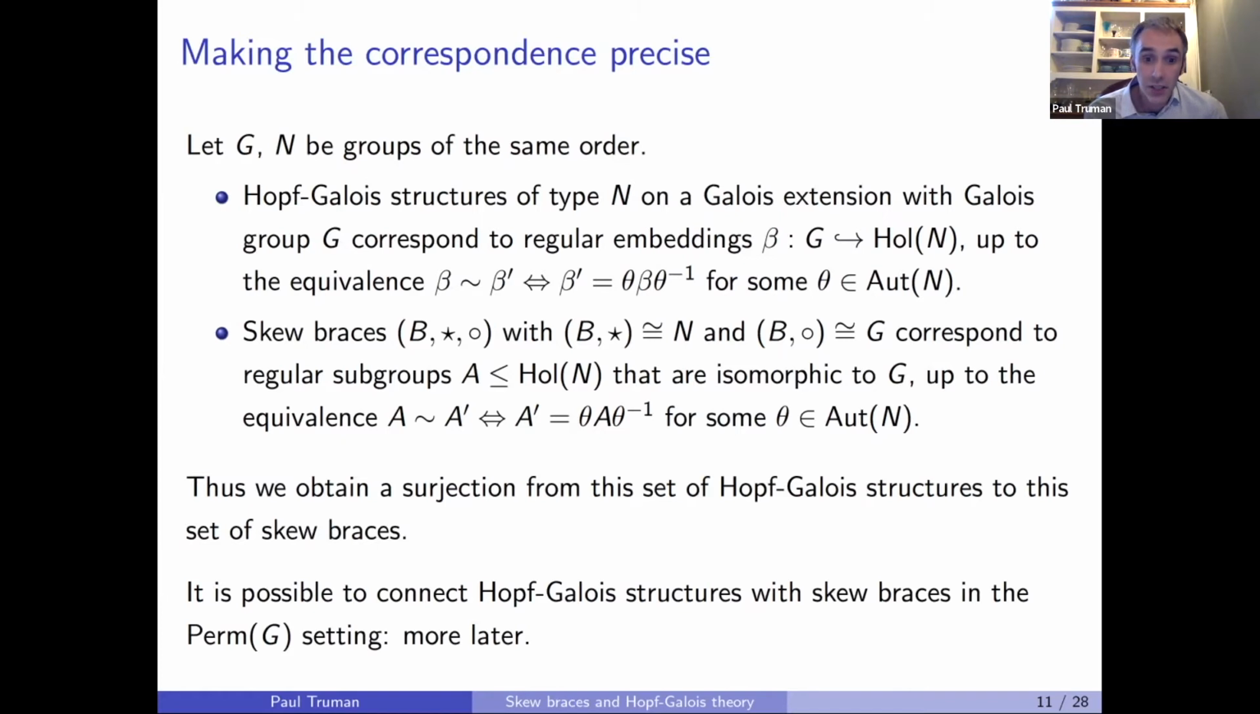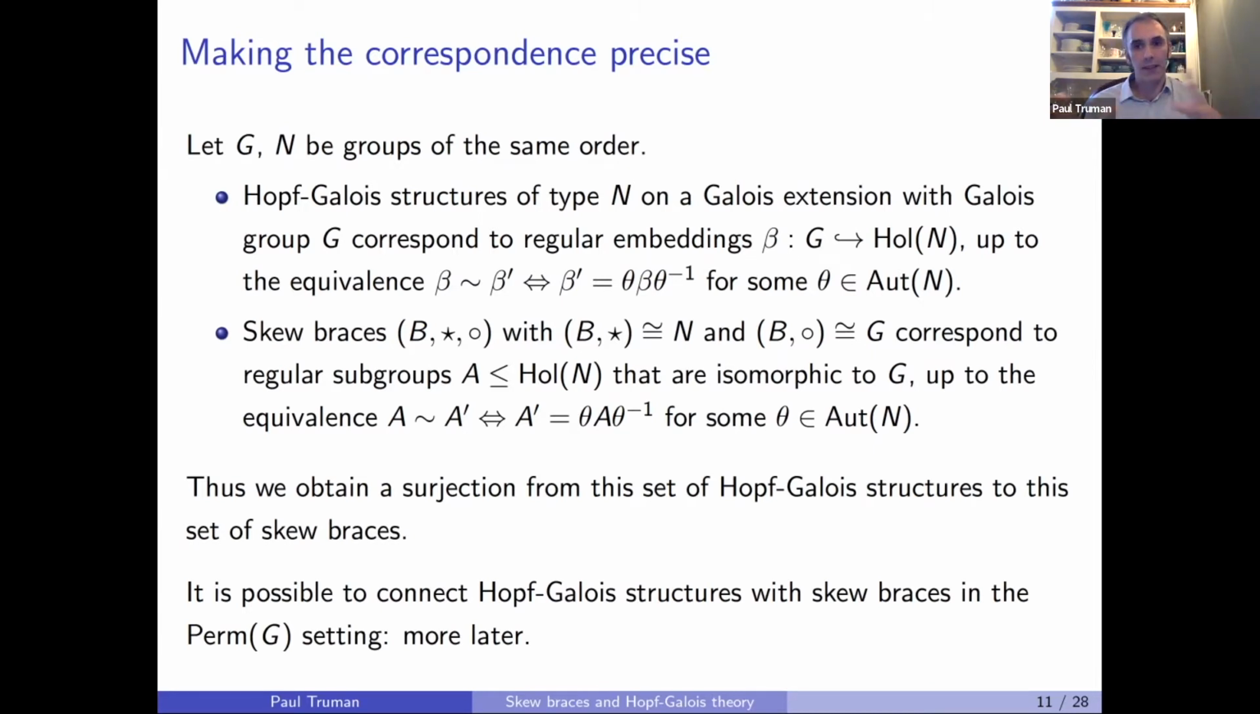So there's certainly a surjection from the set of Hopf-Galois structures to this set of skew braces, but teasing out the exact relationship between these different equivalences is not totally straightforward.